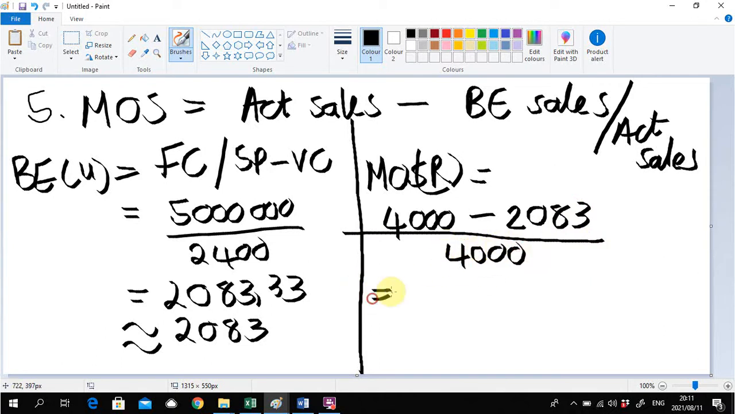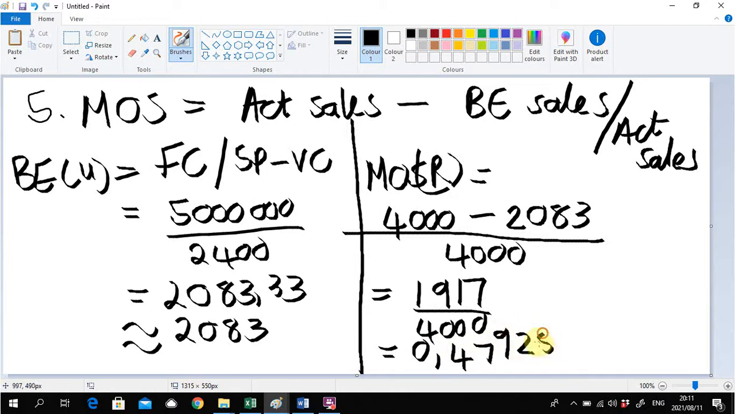4,000. So if I look at that, 4,000 minus 2,083 is 1,917. If I divide that by 4,000, I get 0.47925, and in percentage it's going to be 47.93%.